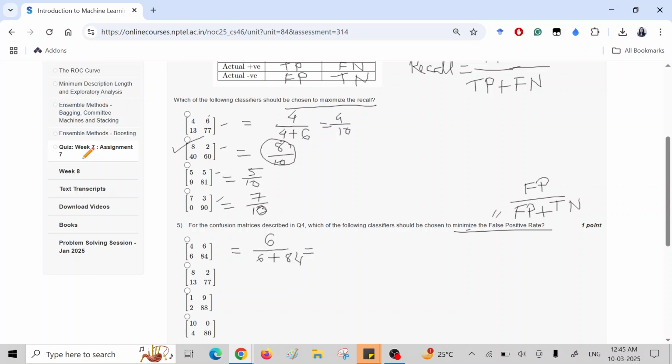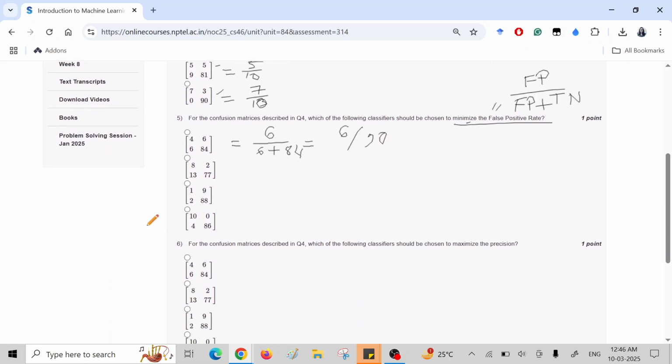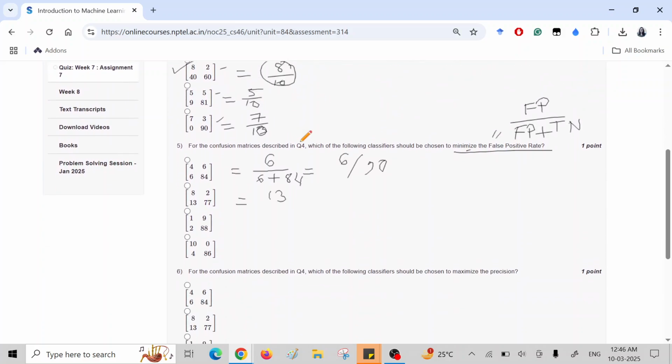Yes, so the value here is 6 upon 90. So we can understand that the denominator is nothing but the second row, right? The denominator will be the same for all the classifiers. So for the second one, the numerator is 13 false positive, upon 13 plus 77, which is 90.